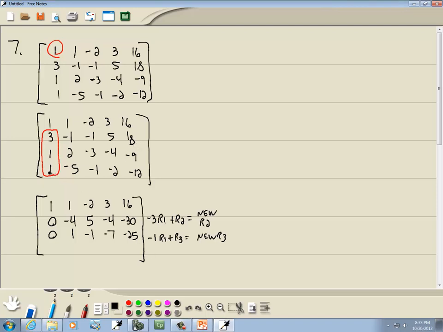And then our last one here. We need a 0 here, so I'll multiply this by negative 1 again. So I'll take negative 1 times row 1 and add it to row 4 to give us our new row 4. Negative 1 times 1 is negative 1, plus 1 is 0. Negative 1 times 1 is negative 1, and negative 5 is negative 6. Negative 1 times negative 2 is 2, 1. Negative 3, negative 5, negative 16, negative 28.